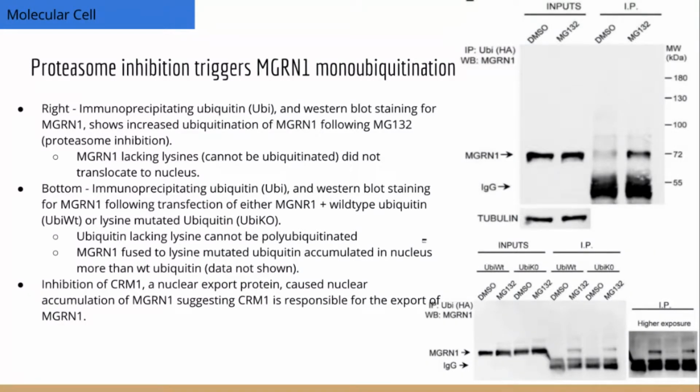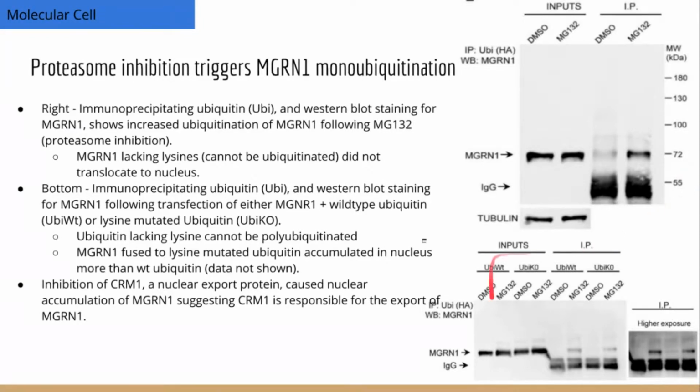Additionally, the researchers found that inhibition of CRM1, a nuclear export protein, caused the nuclear accumulation of MGRN1. So this suggests that CRM1 is responsible for the export of MGRN1. So they're starting to uncover the pathway that's going on.